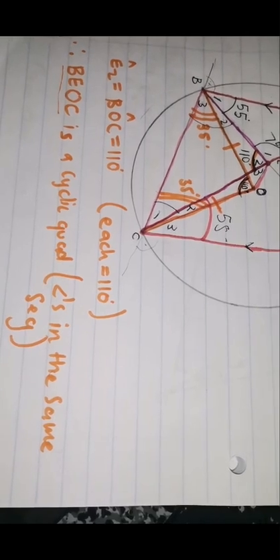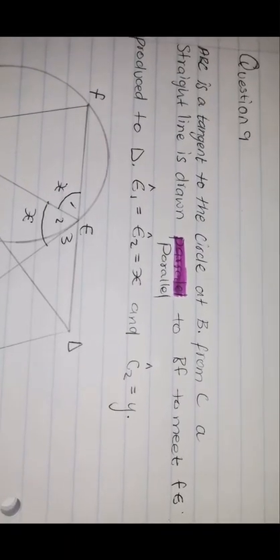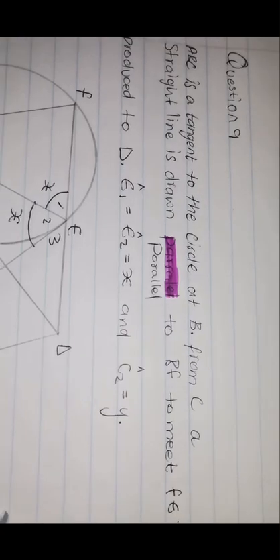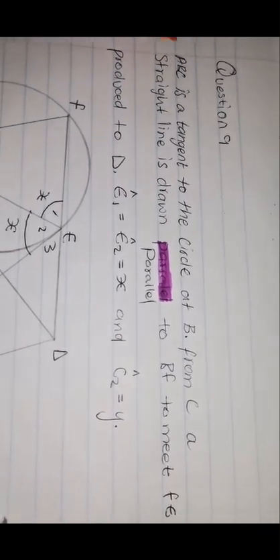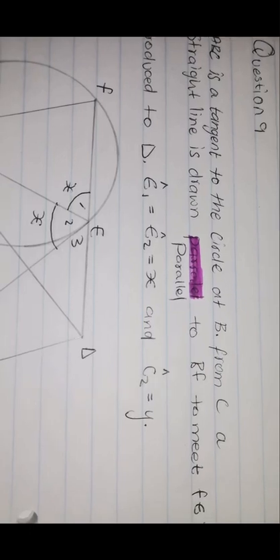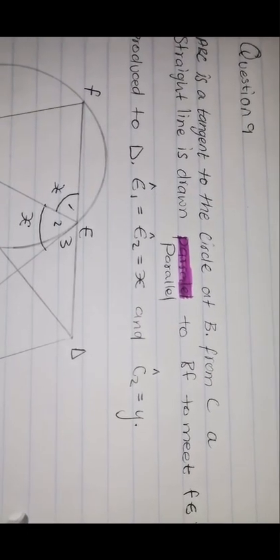Let us go to the last question, guys. Question number 9, which is the last one for this lesson. It's so simple, right? Let's just start without wasting any time. So it says that this line ABC is a tangent to the circle at point B. ABC is a tangent at point B. Then from C, a straight line is drawn parallel to BF to meet FE.